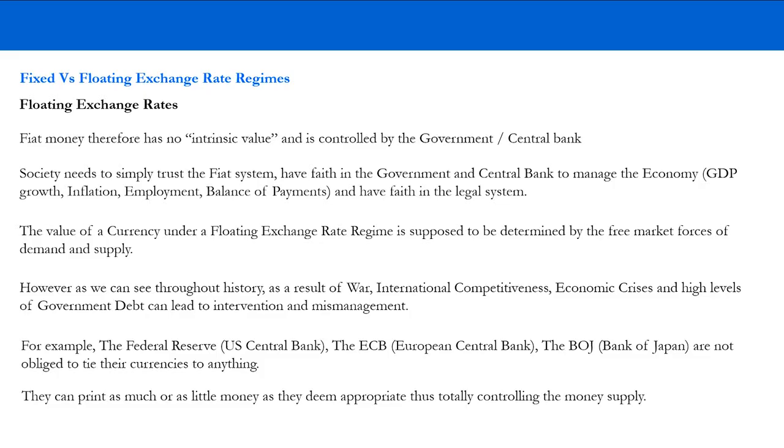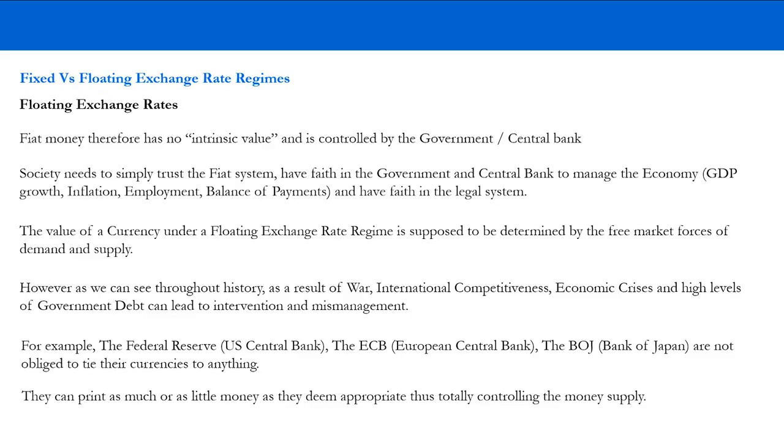So within the economy, managing GDP, gross domestic product growth, inflation, so inflation of prices, employment, so jobs, and the balance of payments, so the payments for international trade. And it requires that society has faith in the legal system. So the value of a currency under a floating exchange rate regime is supposed to be determined by the free market forces of demand and supply.